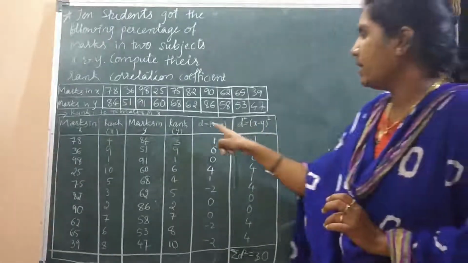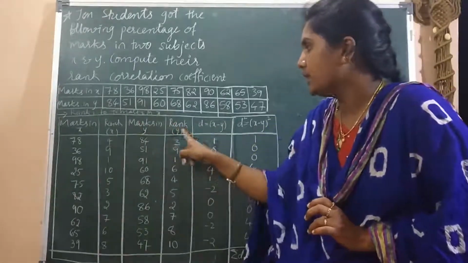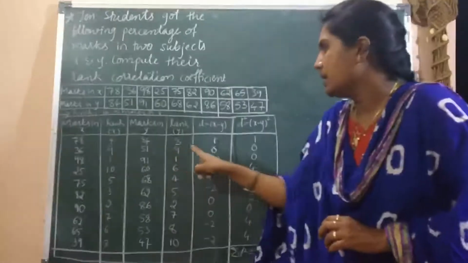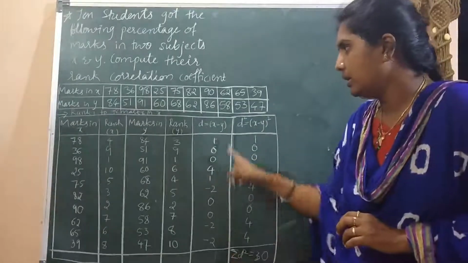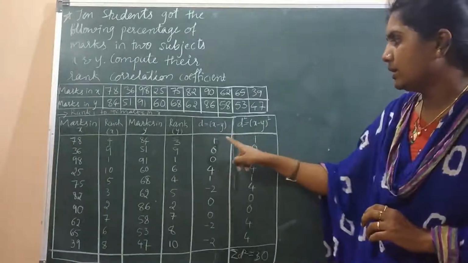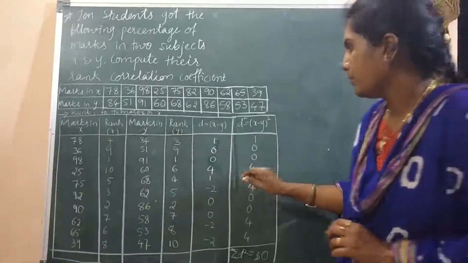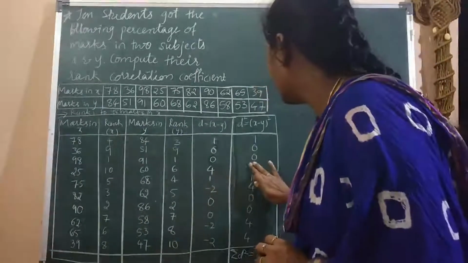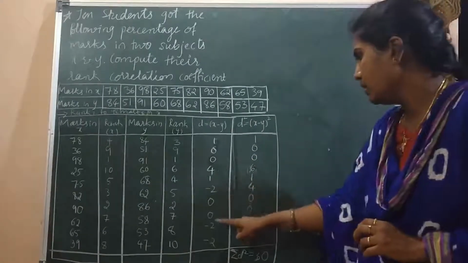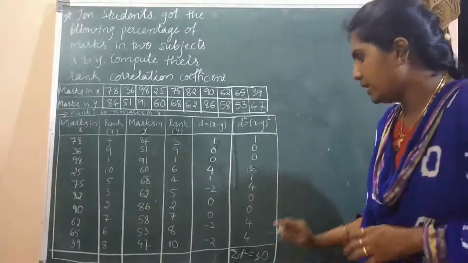Okay. Next we are finding D. D is rank of x minus rank of y. That is 4 minus 3 is 1, 9 minus 9 is 0. Similarly, here I have written the x minus y values. Next, D square, nothing but square of these terms: 1 square is 1, 4 square is 16. Next, 1 square 1, 2 square 4, 2 square 4, 2 square 4. Next, summation of D square is 30.